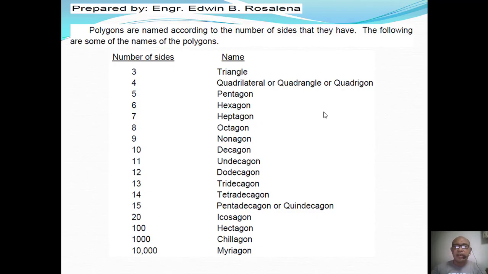So, familiarize the names because sometimes the question involves the name of the polygon and you're the one to determine how many sides are there in that polygon. Okay. So, properties of polygons.